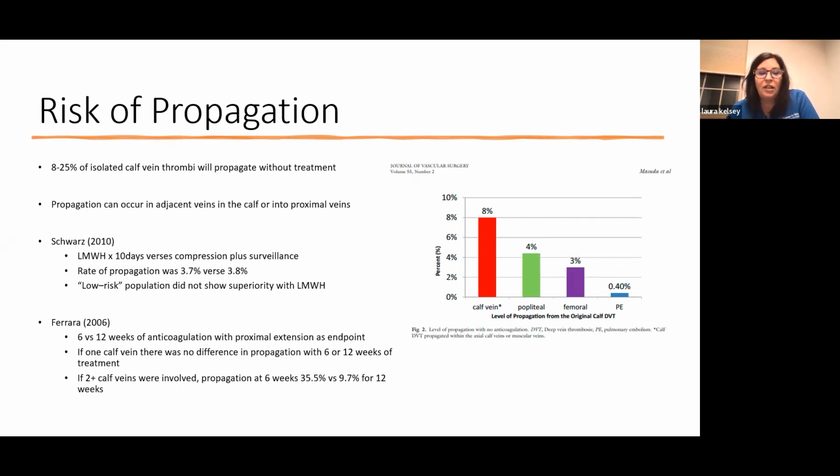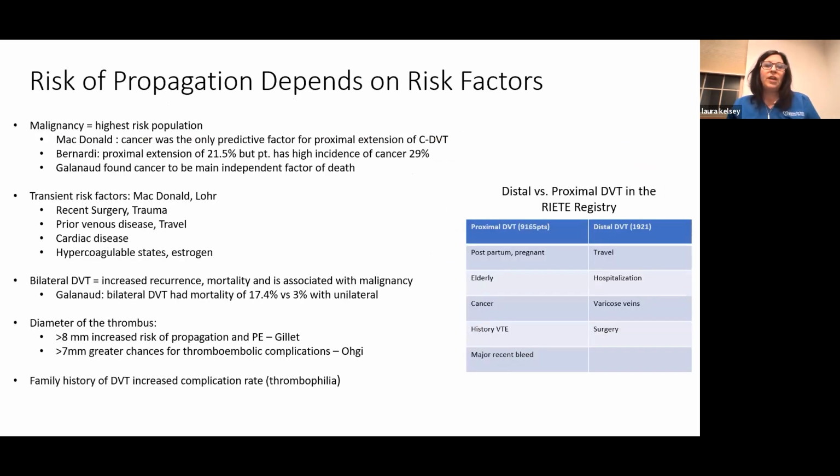and found that, if there was one caffeine involved, it didn't really matter what your endpoint was. There was no difference in the length of treatment. But if 2 or more caffeines were involved, the propagation was significantly higher if you did a shorter course of anticoagulation. And so that risk of propagation really depends on risk factors.